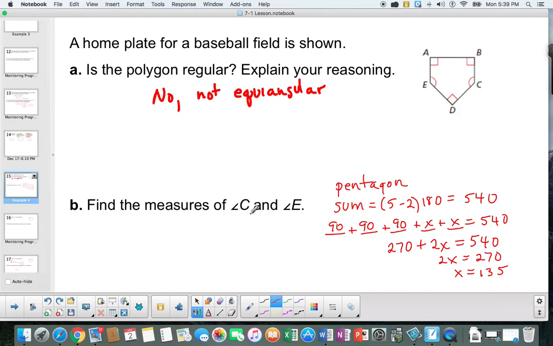We want to find the measures of angle C and angle E. So I know this is a pentagon. I know when I use the formula, I'm going to get 540. So I'm going to take all 5 of the angles. 2 of them I don't know, so I'm going to call them x and x. And then I do the algebra, and I find both of those will be 135.